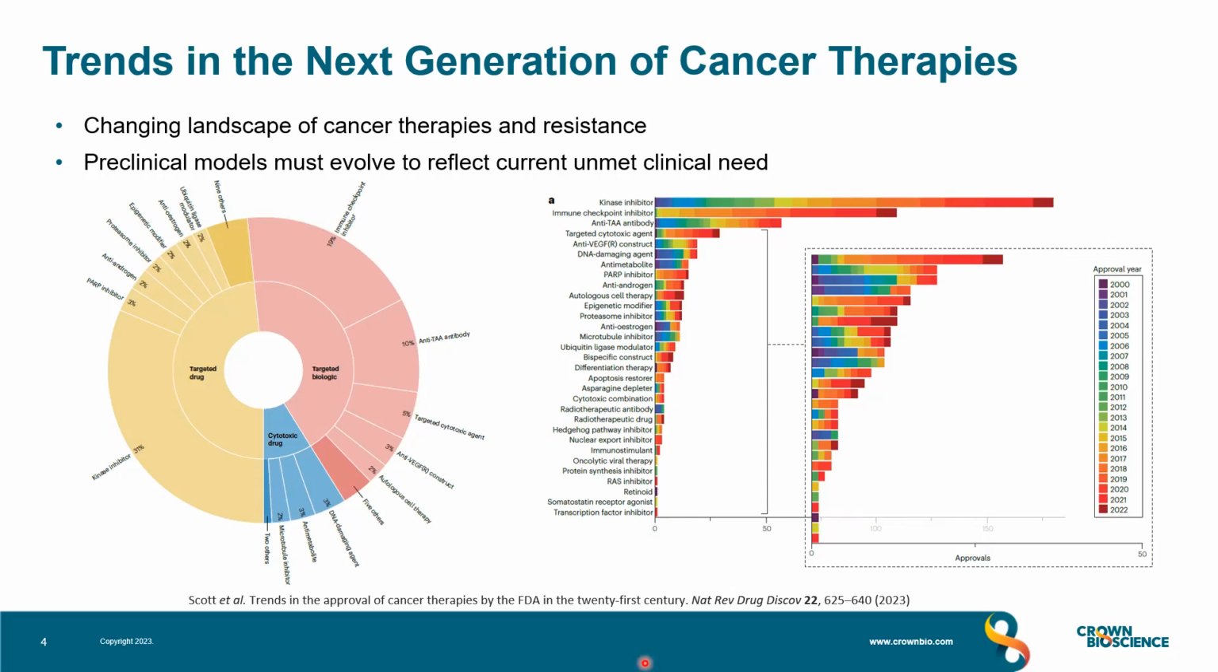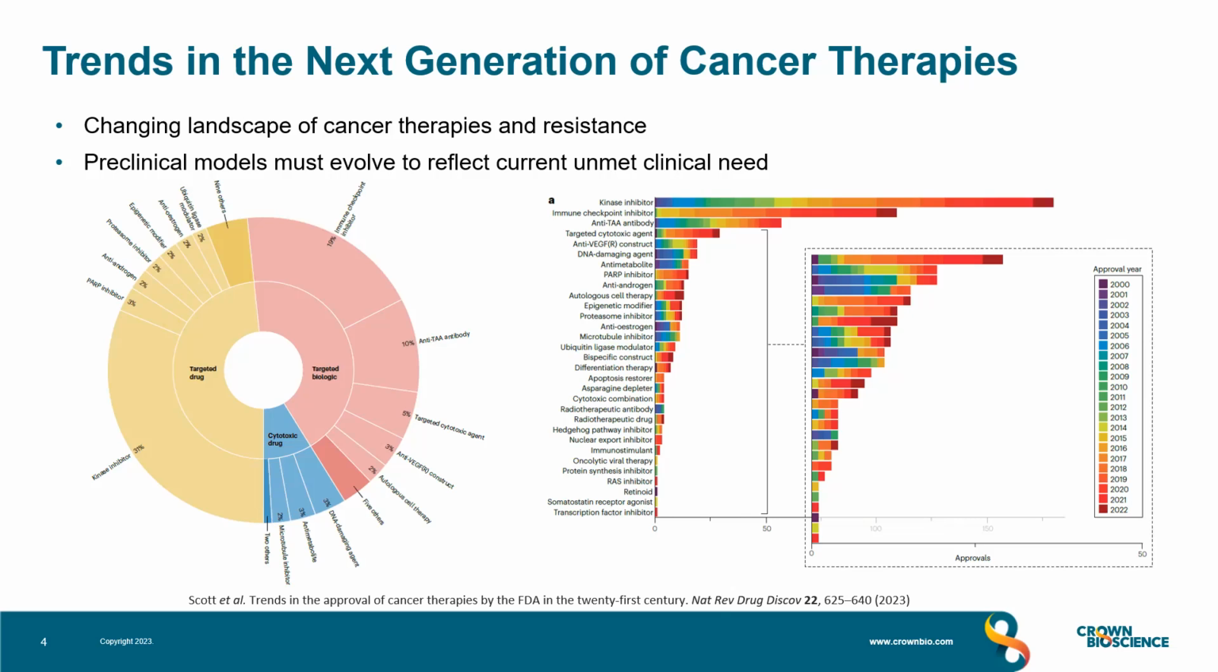And you can see that the more recent agents are shown in red, and then the blue ones are in the early 2000s. And again, the kinase inhibitors have been dominating throughout the past 2 decades. But you can see how immune checkpoint inhibitors, targeted cytotoxic agents like ADCs, PARP inhibitors, autologous cell therapies, and bispecifics, all these approvals have been more recent, in the last 5 to 10 years.